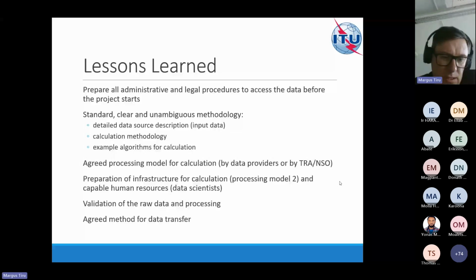The final thing, yes, it's a minor thing, is an agreed method of data transfer: what kind of data is transferred from the mobile network operators, and to whom. Even such details as what the data format is, is it packed, do you use a VPN, do we push the data or pull the data, and these kinds of technical aspects. All in all, I think preparation is the key to being able to conduct the project as fast as possible.